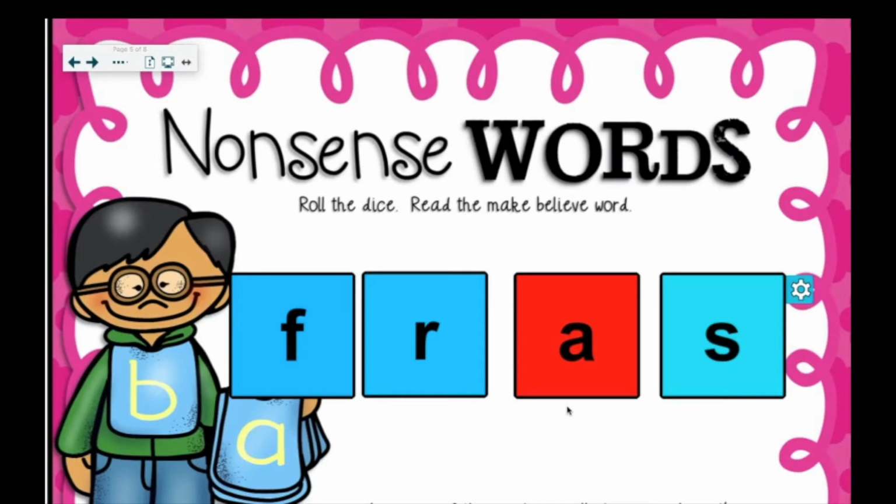So when I'm looking at this sound, I see that there's a vowel followed by one or more consonants. There's no other vowel, so this A is going to say the short sound. But let's get ready for this blend. It's an F and an R, so fr. So let's get ready to read.